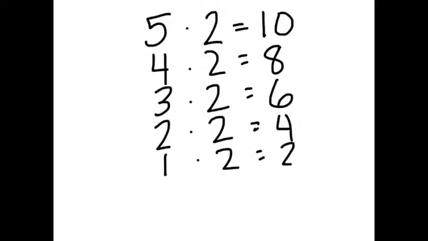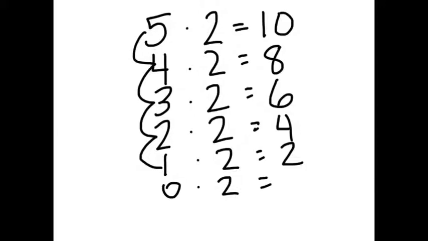2. And what is the next problem in my pattern here? 5, 4, 3, 2, 1. 0 times 2. And 0 times 2 is? 0. And then what's my next problem going to be? Negative 1 times 2. And what do you notice about the answers on the right-hand side?